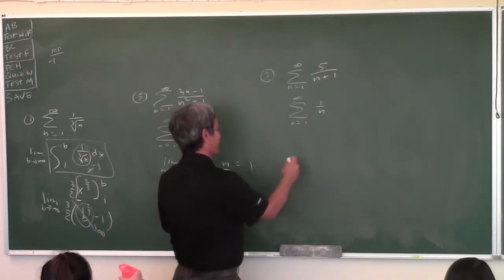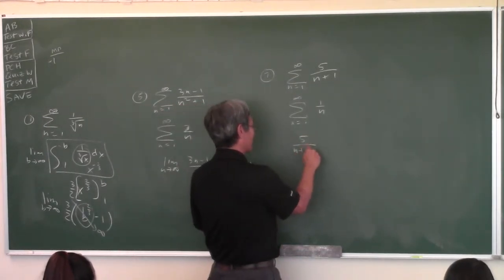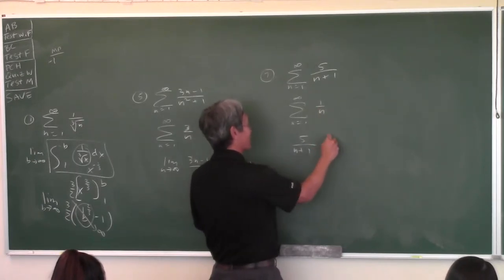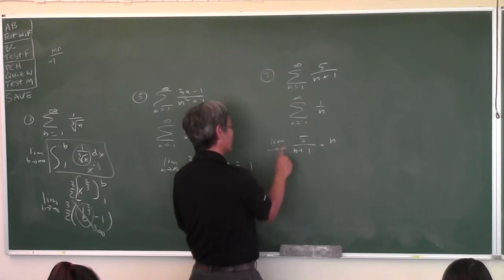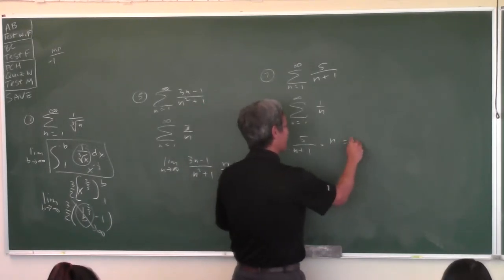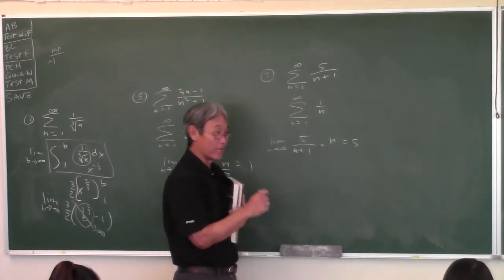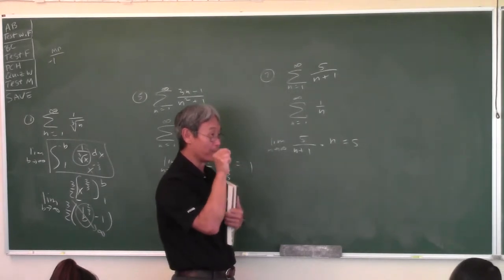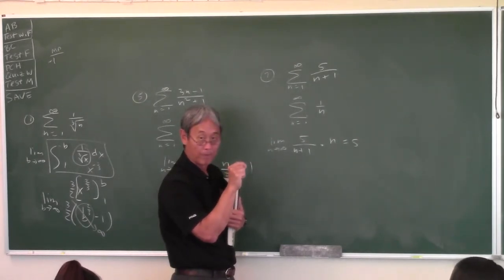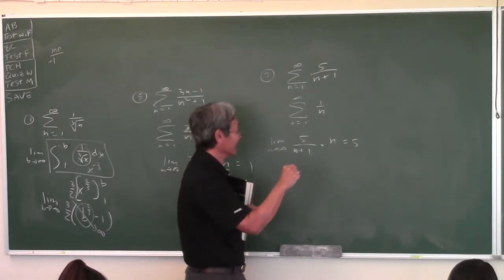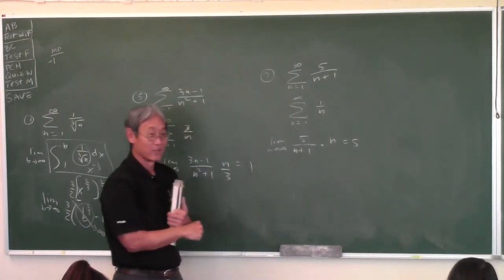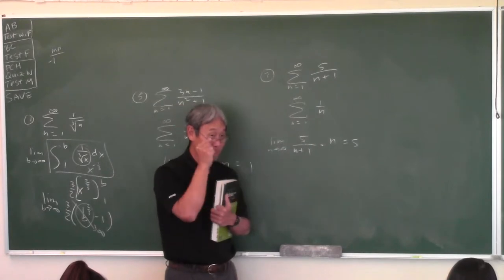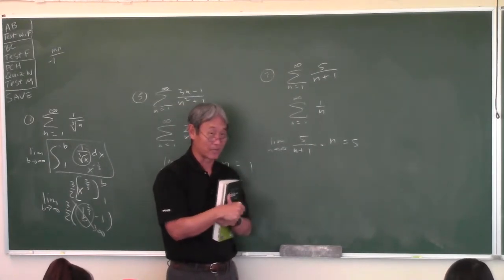Limit comparison. So, take this one divided by that, which is like multiplying by the reciprocal, and then you take the limit as n approaches infinity. What's the limit? 5. Hey, that's a positive finite number. So they either both converge or both diverge. This one we know diverges, therefore that one has to diverge. So your answer would be it diverges by the limit comparison test. That's what you're going to have to say on the test.